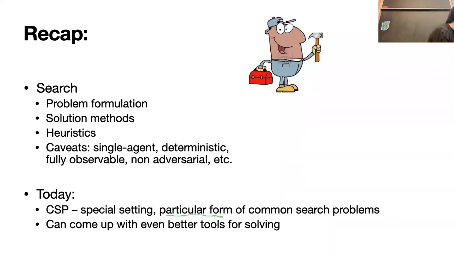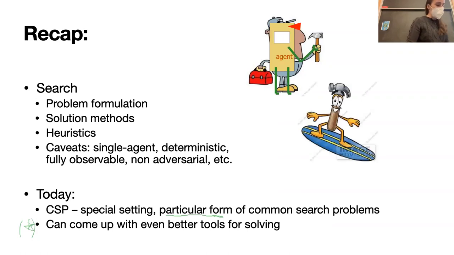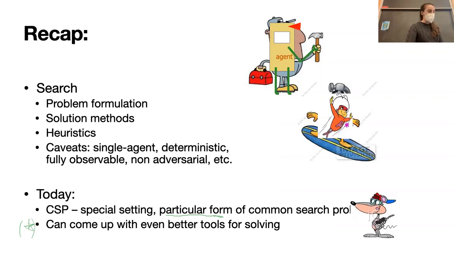And the big thing is that we can come up with even better tools for solving CSPs, okay? So essentially what we're going to be thinking about is some type of agent. So far, we basically had one hammer, which was A star, and now we're going to talk about what is a power drill for it to use. In analogy, we've learned one great type of skill, and now we're going to learn better skills for specific types of search problems.